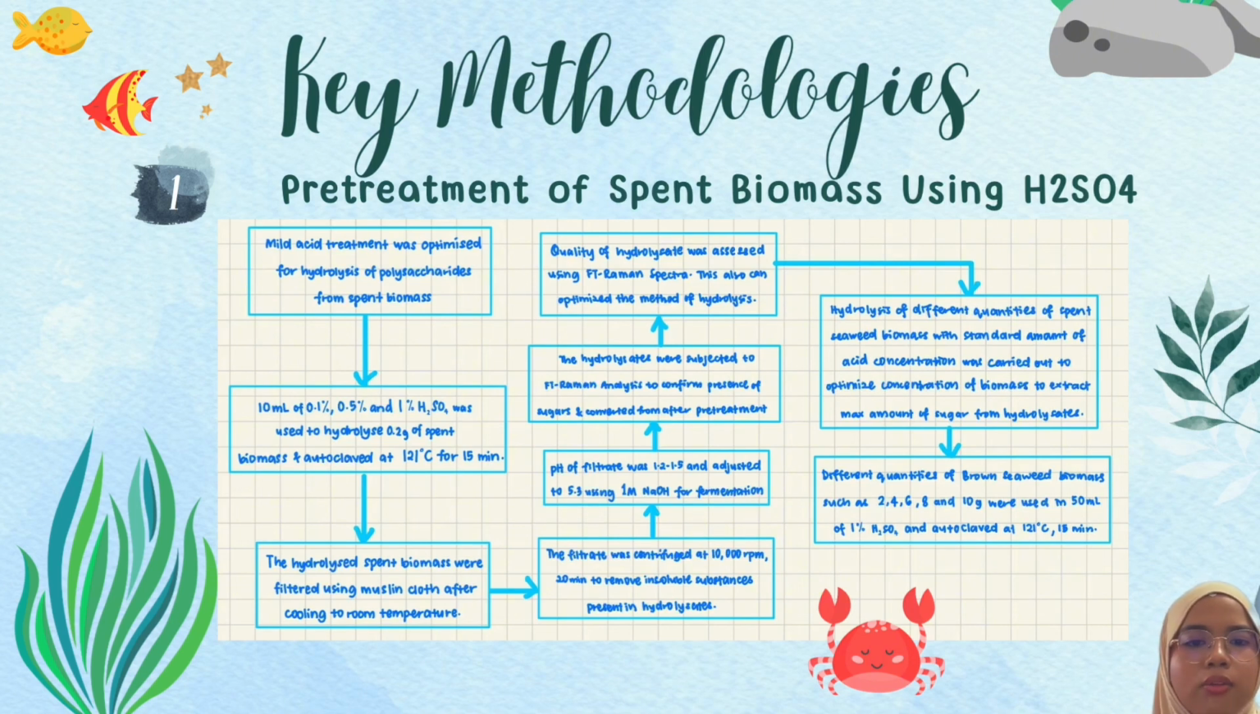Then, hydrolysis of different quantities of spent seaweed biomass with standard amount of acid concentration was carried out to optimize concentration of biomass to extract maximum amount of sugar from hydrolysates. Then, different quantities of brown seaweed biomass such as 2, 4, 6, 8, and 10 were used in 50 ml of 1% H2SO4 and autoclaved at 121 degrees Celsius for 50 minutes.